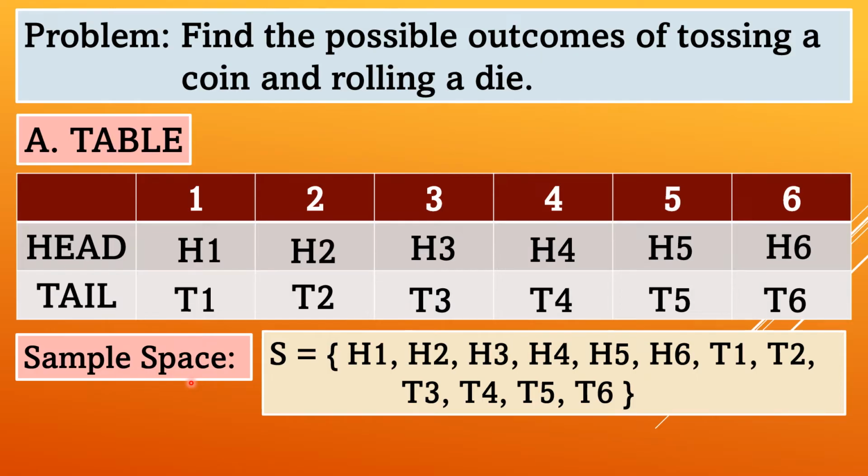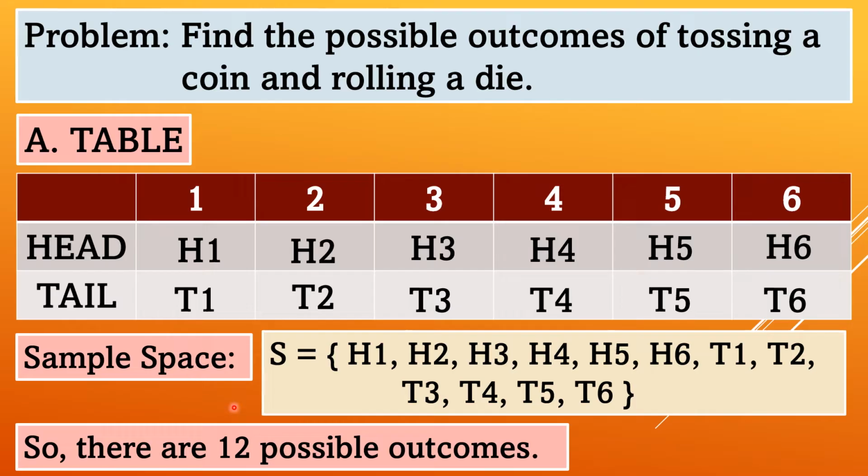So alin dyan ngayon ang ating final answer? So the final answer is 12 possible outcomes. That is the answer to our problem. Since our problem says that we're going to find the possible outcomes of tossing a coin and rolling a die, our final answer will be 12 possible outcomes. Saan po galing ang 12 possible outcomes? We are just going to count lahat ng possible outcomes listed on the table. So in this problem, the possible outcomes of tossing a coin and rolling a die is 12 possible outcomes.